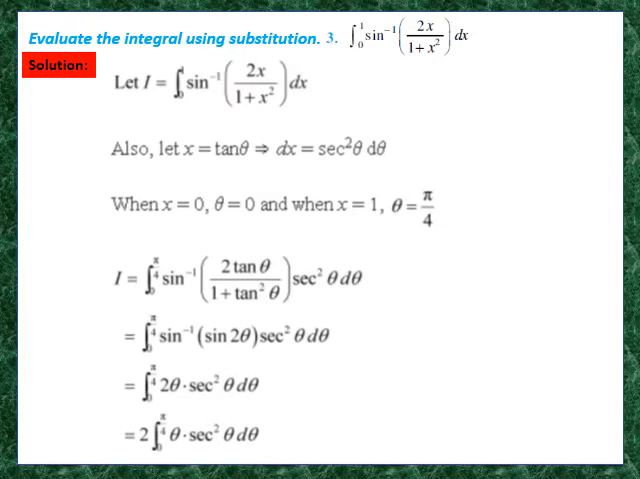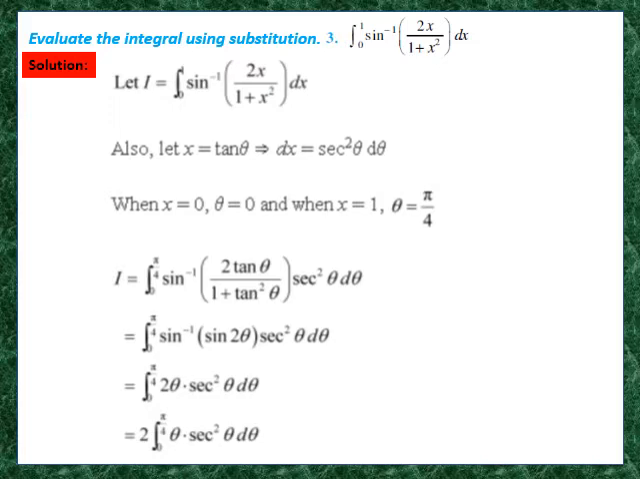Question 3. Evaluate the integral using substitution: integral 0 to 1 of sin inverse of 2x upon 1 plus x square dx. So putting x equals tan theta, we get dx equals sec square theta d theta. When x equals 0, theta becomes 0, and when x equals 1, theta becomes pi by 4. Therefore the integral becomes integral 0 to pi by 4 of sin inverse of 2 tan theta upon 1 plus tan square theta, times sec square theta d theta.